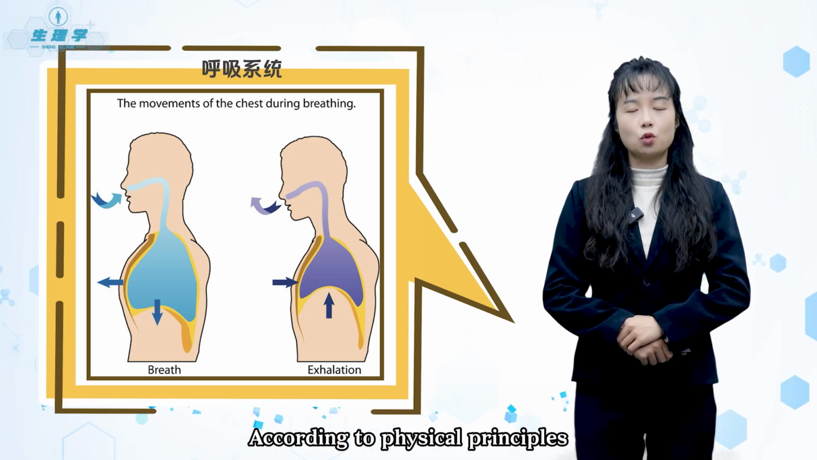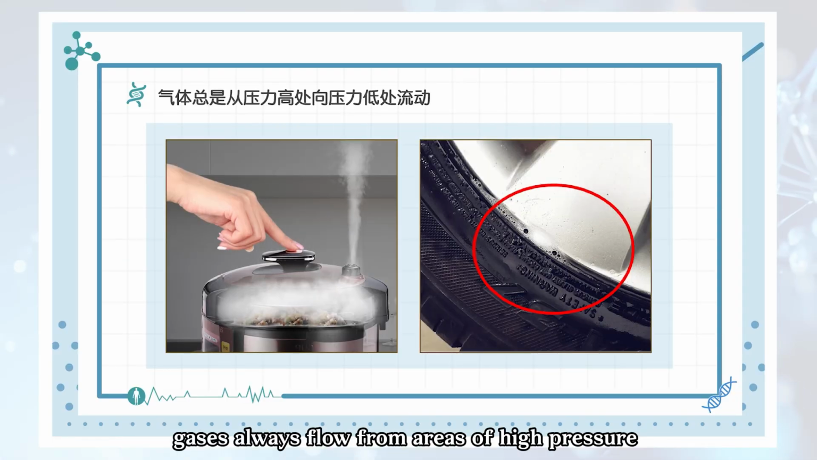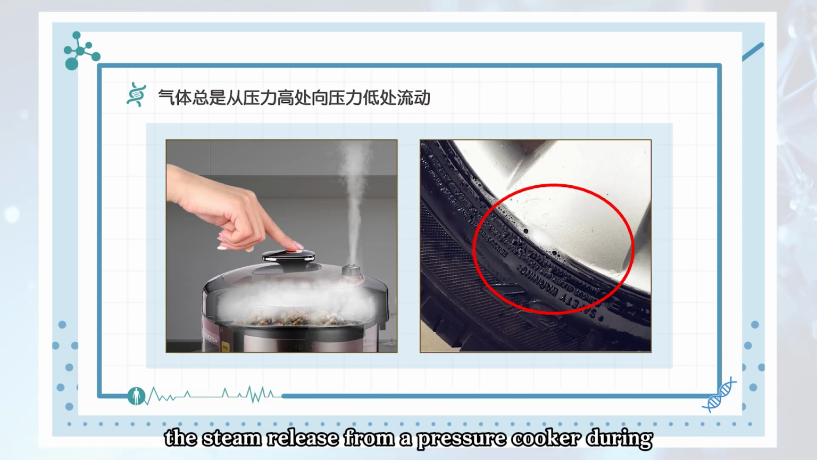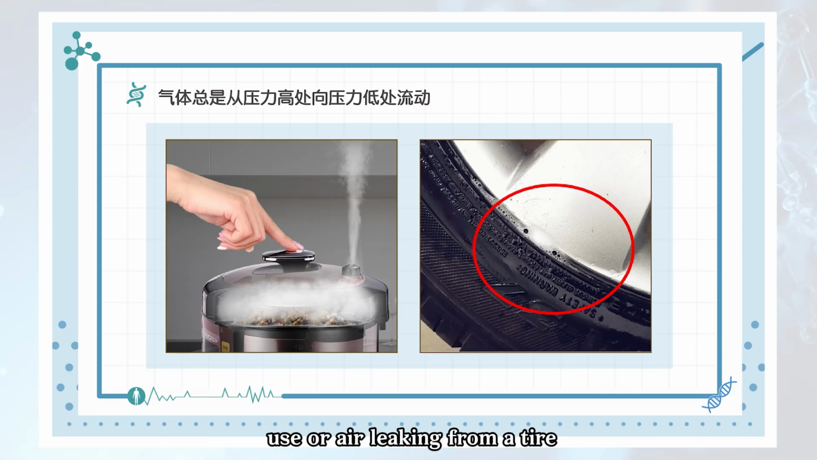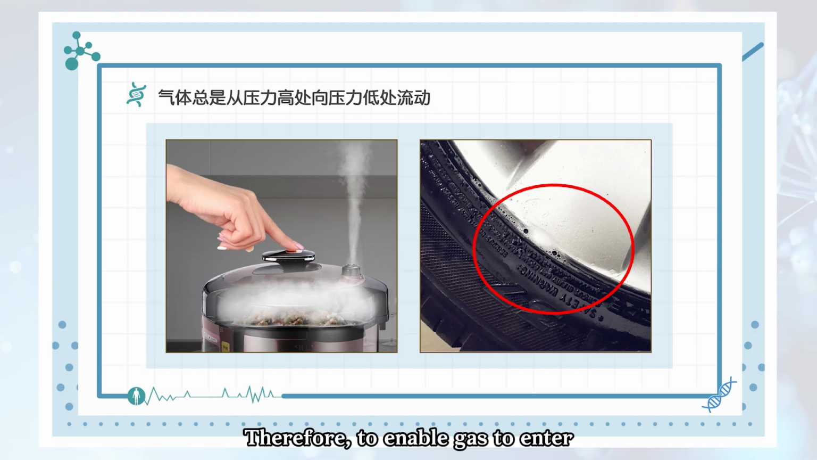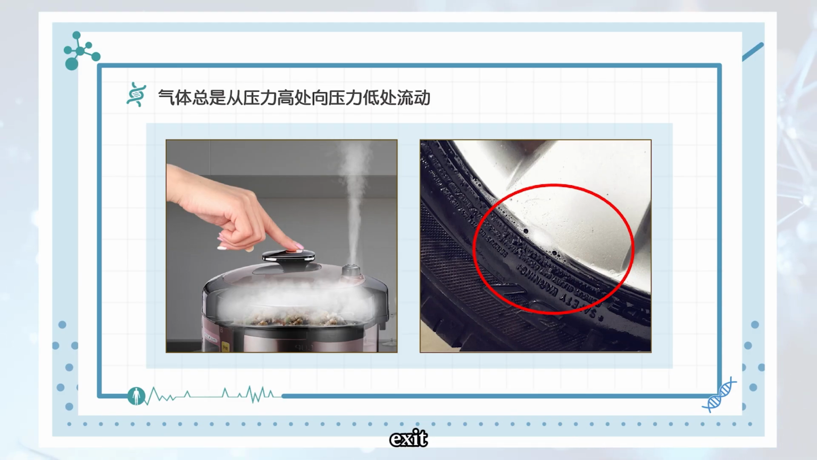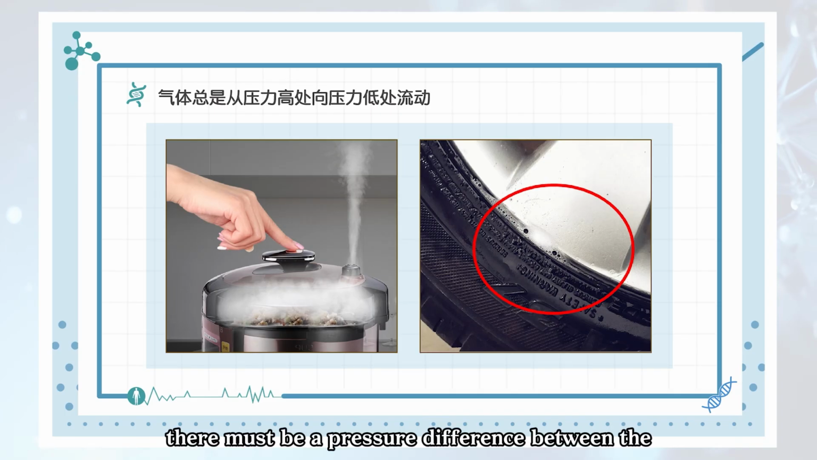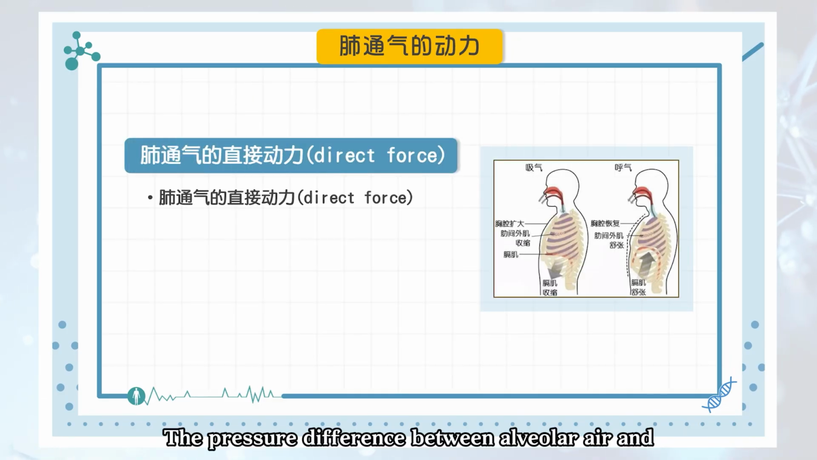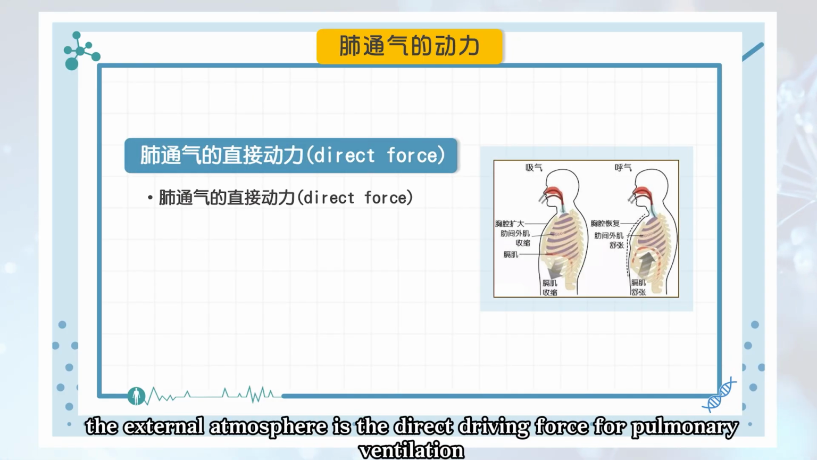Next, let's see how gases enter and exit our lungs. According to physical principles, gases always flow from areas of high pressure to areas of low pressure. For example, the steam release from a pressure cooker during use or air leaking from a tire are manifestations of gas flowing from high to low pressure. Therefore, to enable gas to enter, exit, or flow, there must be a pressure difference between the alveoli and the outside atmosphere. The pressure difference between alveolar air and the external atmosphere is the direct driving force for pulmonary ventilation.